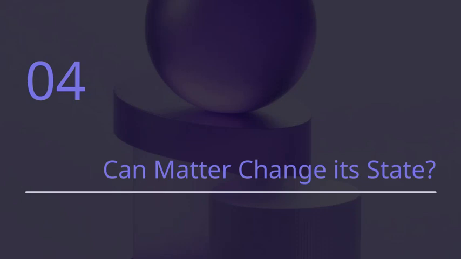Can matter change its state? Well, this is a fascinating question because it gets right to the heart of what matter is and how it behaves. Essentially, yes, matter can change its state, and this process is all about the energy interactions involved. For example, when we heat ice, it melts and turns into water, and if we keep heating it, it can even turn into steam. Conversely, cooling steam turns it back into water, and further cooling condenses it into ice again. These changes are what we call phase transitions.